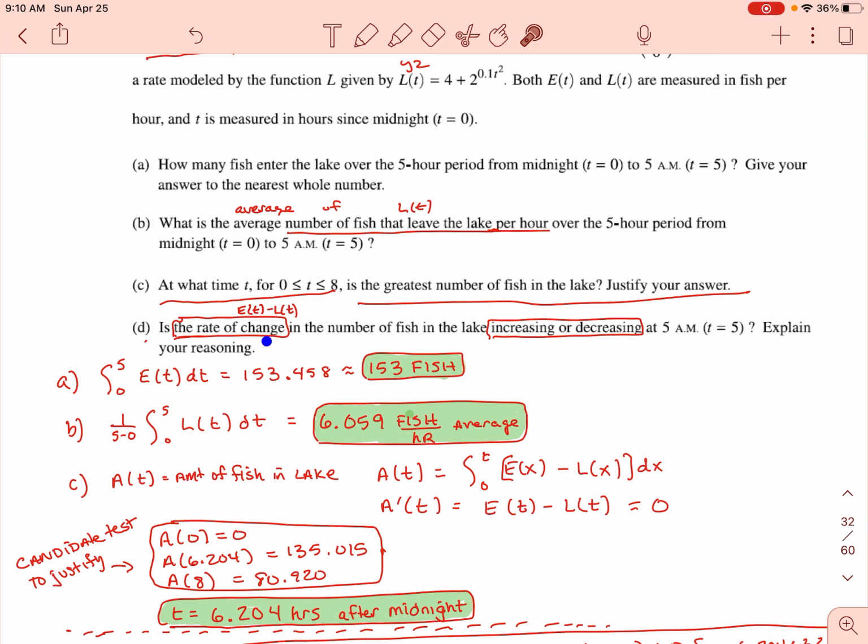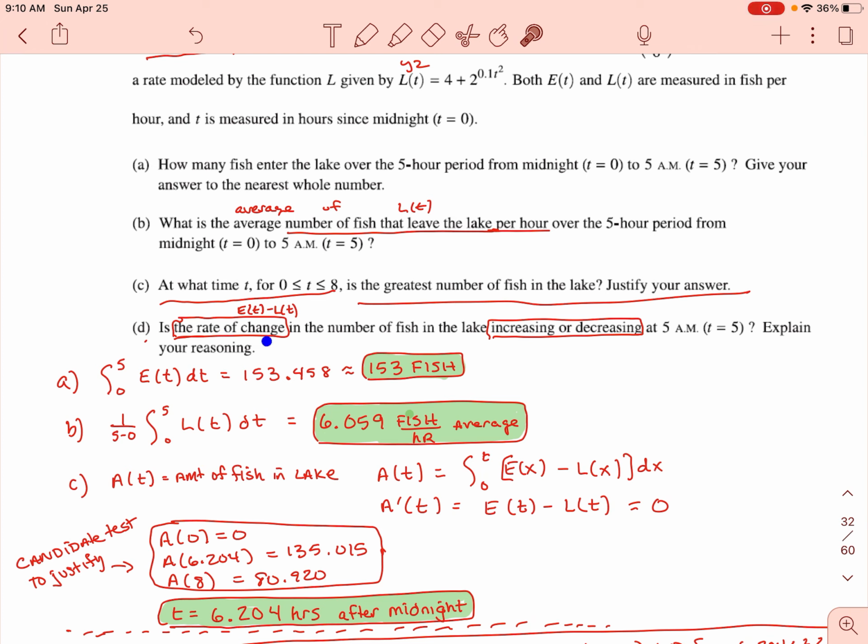So we want to know, is the function E of t minus L of t increasing or decreasing? If you can always revert it back to the function and not worry so much about the word, this makes it easy. Is this function increasing or decreasing? We all know that if you want to know if a function is increasing or decreasing, you take its derivative and see if it's positive or negative.